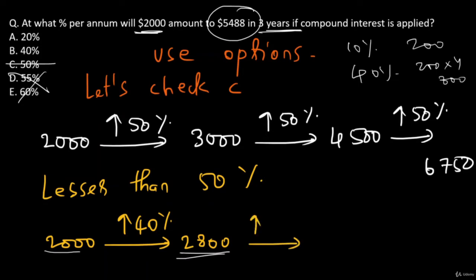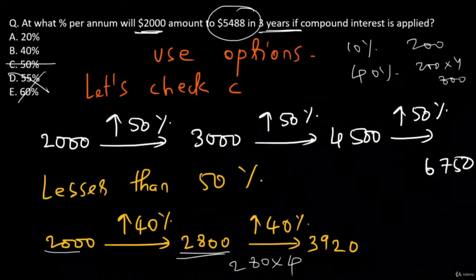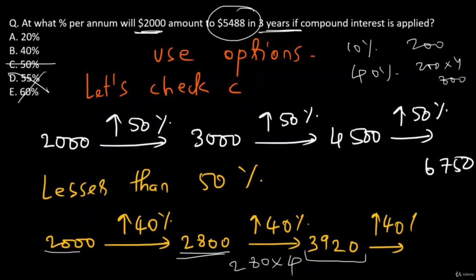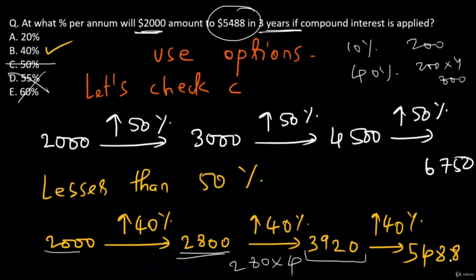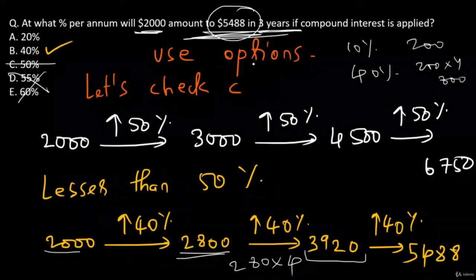Now when you increase this again by 40%, you will get 3920. Again, how do you do that? 10% is 280. And to get 40%, you have to multiply 280 with 4. All right. And that amount has to be added to 2800, and you will get 3920. Now again, if you increase this by 40%, you will get 5488, which is what you have over here. Therefore, yes, 40% is the correct answer. That is answer option B.